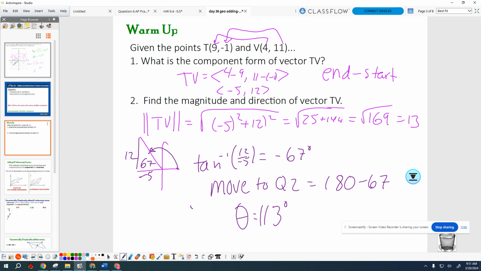Yes, excellent vocabulary usage. You do the direction using the component form of the vector. You do the magnitude using the component form of the vector too. That's the reason we put it in component form, because it makes it so much easier. If, for example, 12 was the hypotenuse, we'd do inverse cosine of that. We're always gonna give you the x and the y, which means you're always gonna have tangent, tan inverse.